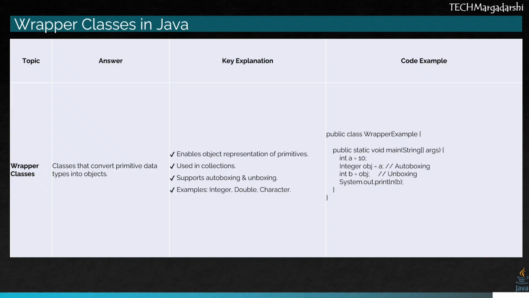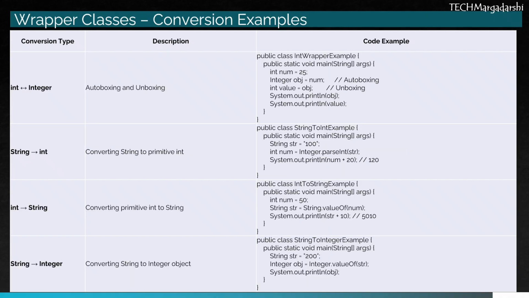Why do we need wrapper classes? Because many Java features such as the collections framework work only with objects, not primitive data types. Wrapper classes allow primitive values to be treated as objects when required. Now we'll see wrapper classes in detail.